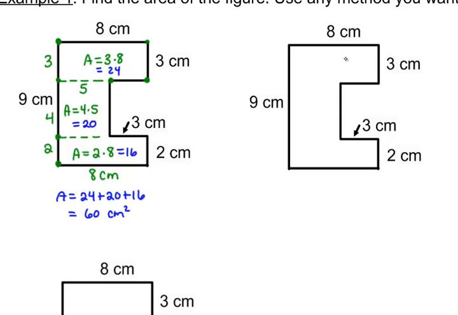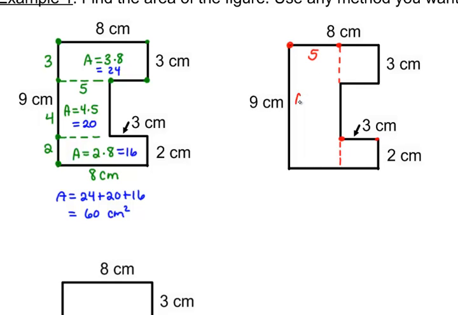Okay, that's one way you could do it. The other way you could do it is you could break it apart into 3 rectangles again. Well, you could go this way. From here to here is going to be 5, because 8 minus the 3 that's right there.